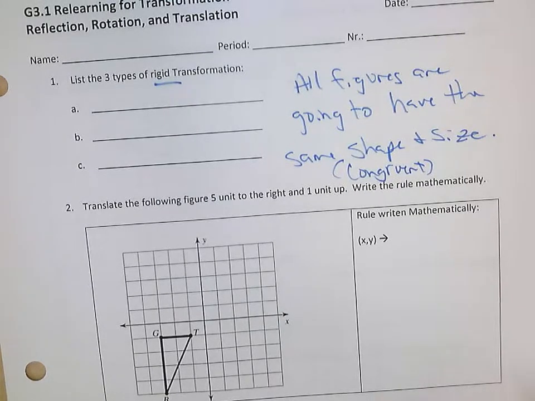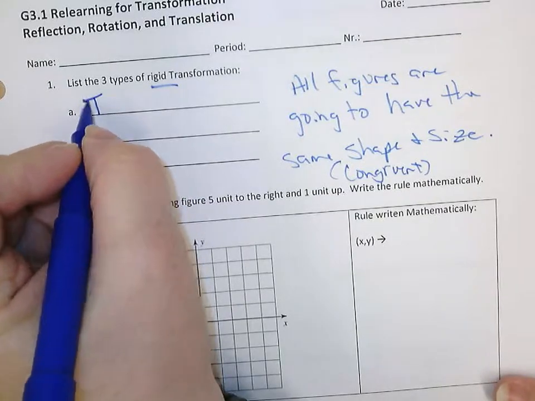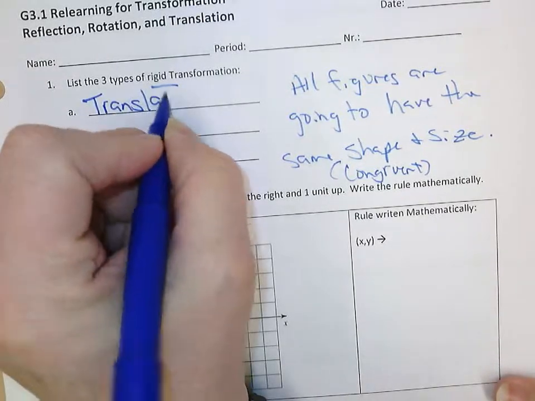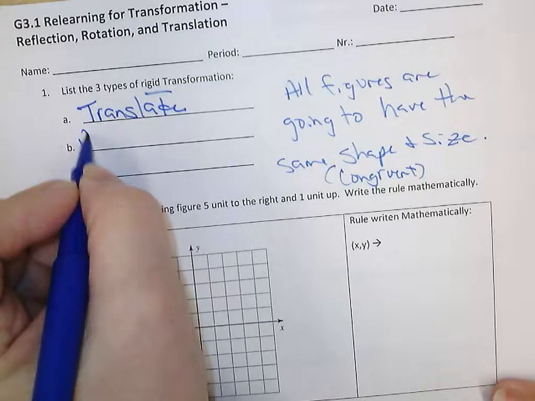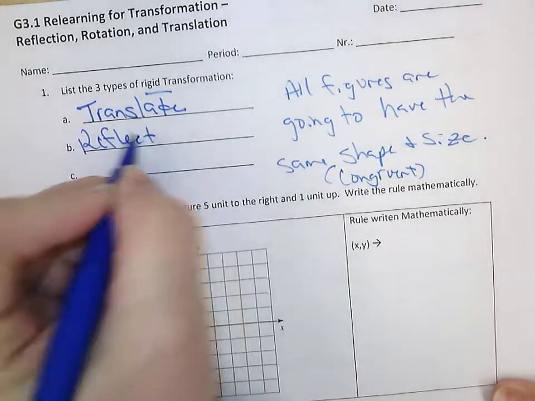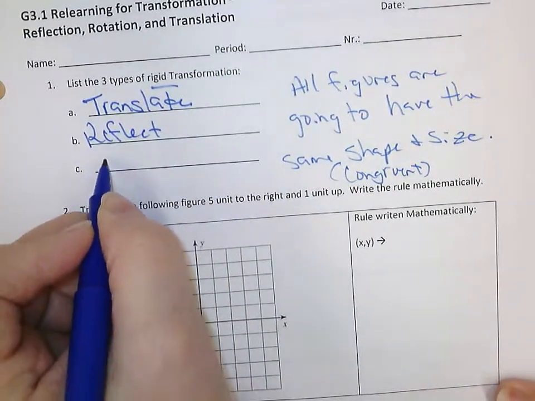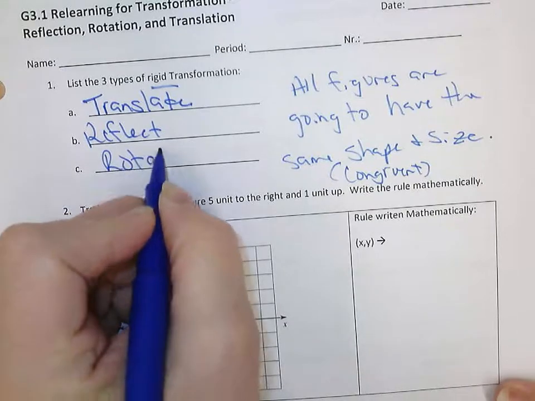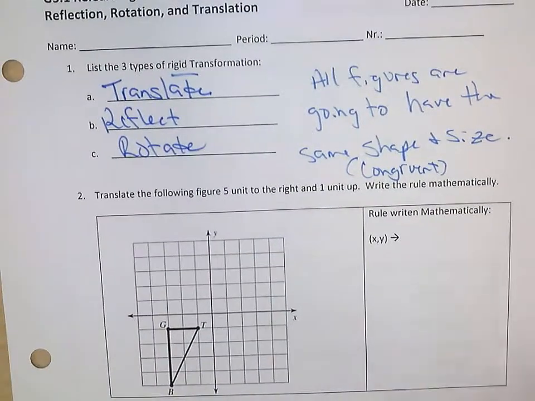There is a fourth one that we're not going to discuss at this time. We're going to pick it up at a different time. But the three rigid transformations are the ones that we're going to be talking about today. Their names are translate, reflect, and rotate. Now you should be writing these down on the paper that you're seeing right here.